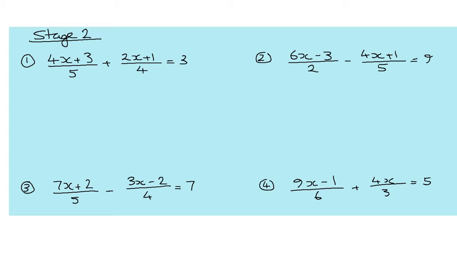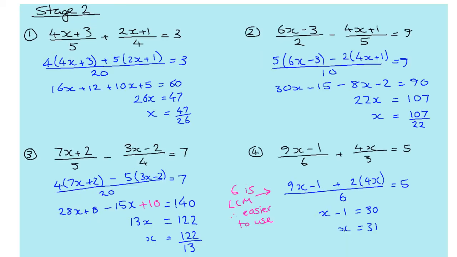So in stage 2, we have the equal sign, but there's still just the numbers on the bottom, so it's still quite straightforward. It gets harder when we put the letters on the bottom. So have a go at these as well. Pause the video. When you're ready, hit play. So here are the answers.